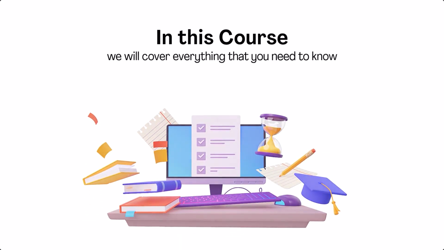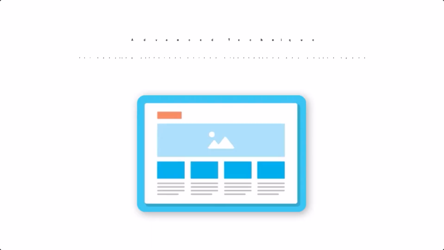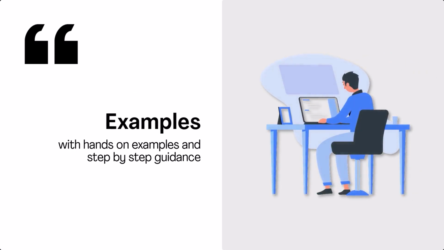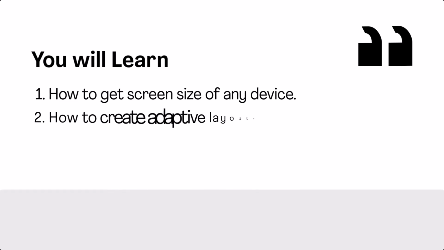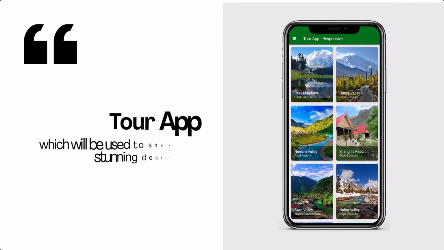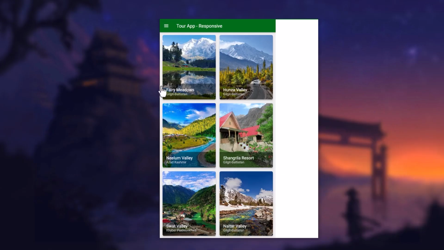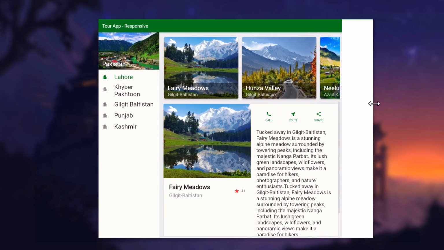In this course, we will cover everything you need to know, from the fundamentals of responsive design to advanced techniques of handling different screen orientations and device types. With hands-on examples and step-by-step guidance, you will learn how to get the screen size of any device, how to create adaptive layouts, how to use LayoutBuilder, and many more. Throughout the course, we will apply our learning by developing a tour app that showcases stunning destinations. You will also witness the transformation of static designs into dynamic responsive layouts that attract users.